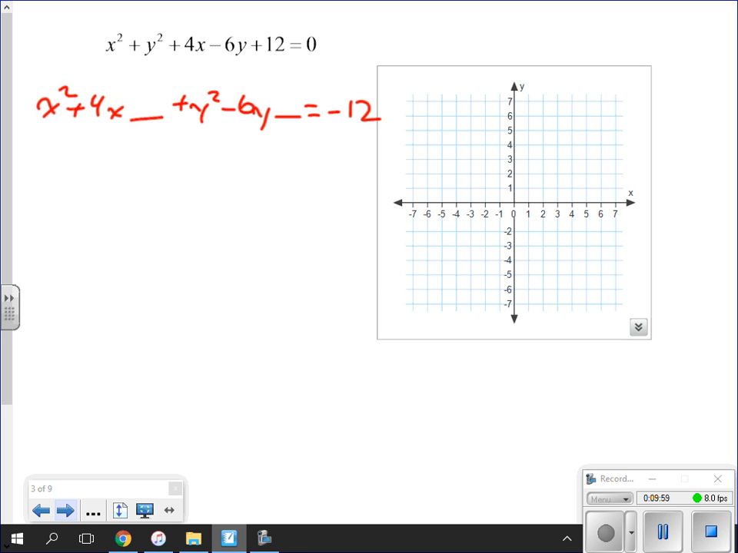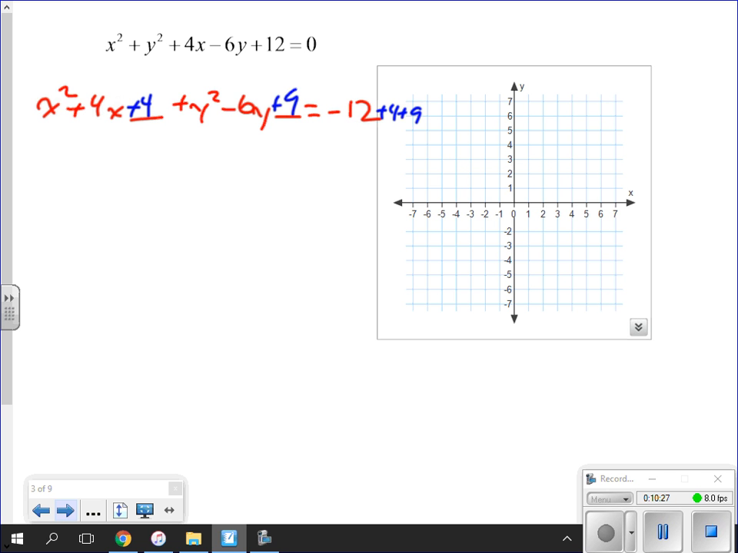So here we go. We're going to complete the square. You take whatever the b term is, however many x's or y's you have, half of this and square it. Half of 4 is 2. Square that, you get 4, so I add 4 here. Half of 6 is 3. I square that, I get 9. And if I add 4 and I add 9, I need to add 4 and 9 to the other side to keep balance.